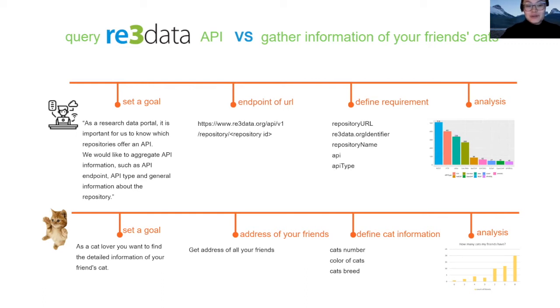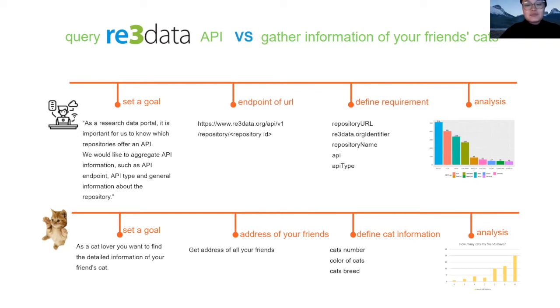Our use case with the re3data API is almost the same as that cat scenario. Firstly, you have to set a goal. Here, the aggregator from the re3data portal wants to gather information about the API, such as the API endpoint and API type, and also the basic information about the repositories in the re3data record.